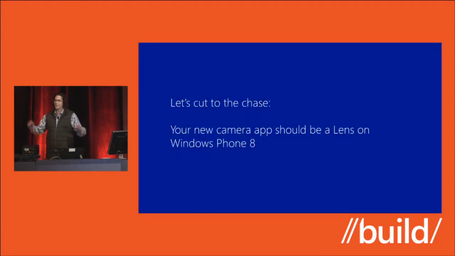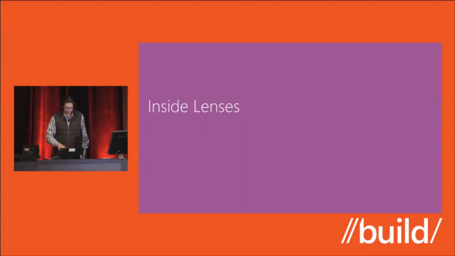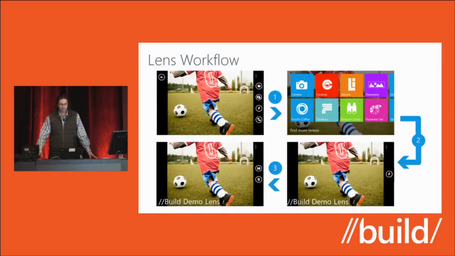So I guess the thesis of what I'm saying here is that if you were thinking about a camera app before on the platform, think about it as a lens, and think about the workflows that I'm going to discuss and the options that are available as a lens of really allowing you to do that much more on the platform. And it's something that's very unique to the Windows Phone 8 experience. So what I'd like to do now is jump into more of the details of what makes a lens a lens. The workflow is pretty straightforward.